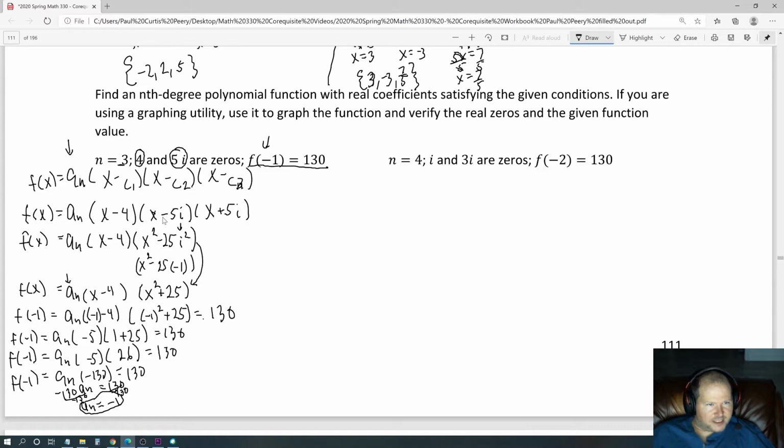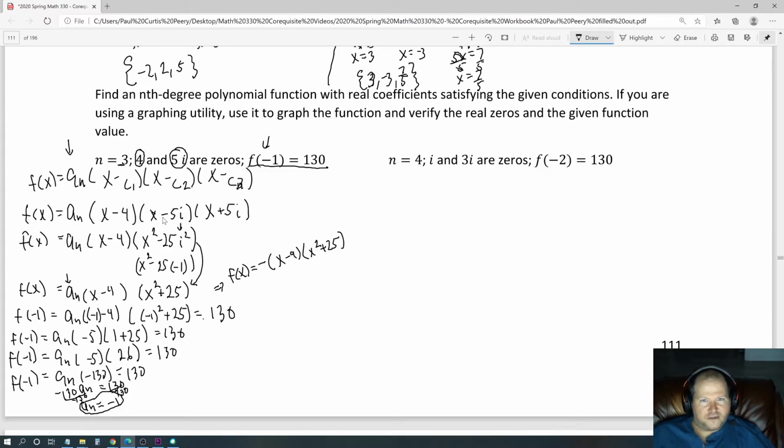Now what I can do is go back to the equation that I have right here, and I can rewrite the entire thing. So now my function is something like f of x is equal to negative, and then it would be x minus 4 times x squared plus 25.